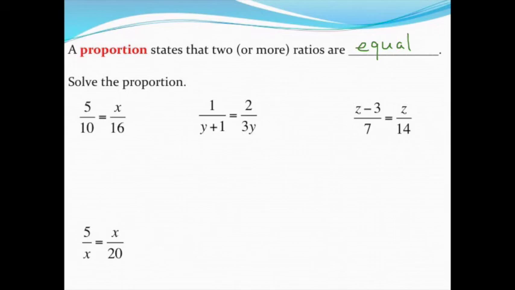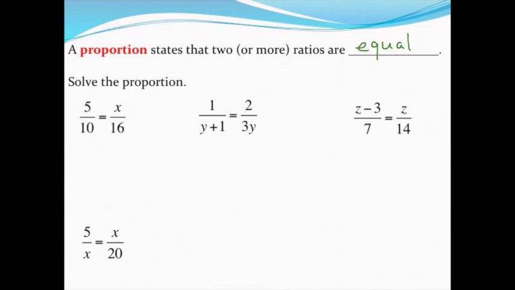A proportion is going to state that two ratios are equal to each other. So you've probably seen proportions a long time in your math career, probably starting back in middle school, maybe even earlier. And one of the easiest, quickest ways to solve a proportion is to use cross multiplication.